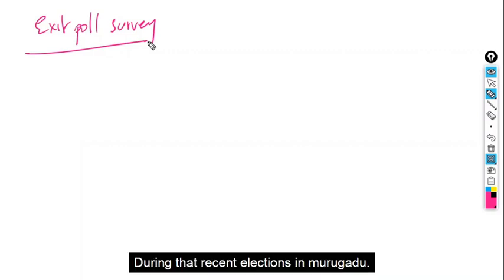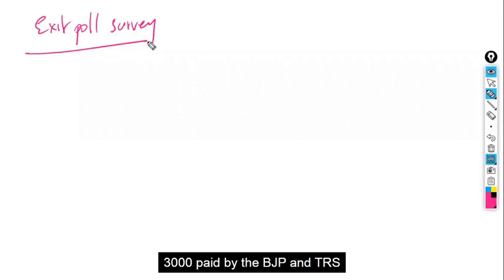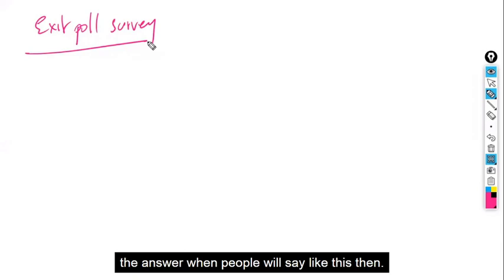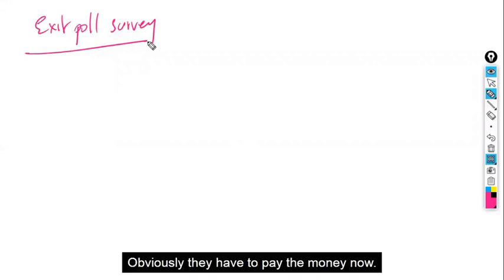During that recent elections in Munugodu, 3,000 paid by the BJP and TRS. Now, for exit poll survey, you pay at least 1,000 rupees. I will tell the answer. One people will say like this. Then, if they want to do the survey from complete population, obviously they have to pay the money. Na? So total 3 lakhs voters are there.